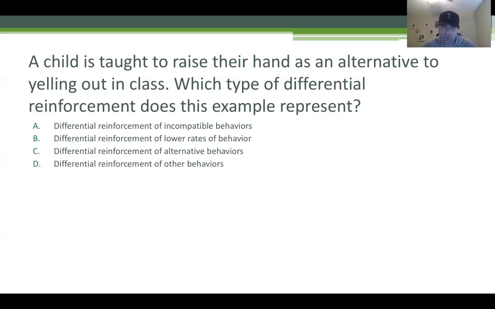We're teaching an alternative. And then differential reinforcement of lower rates of behavior: if we are trying to slowly decrease the amount of yelling and you're reinforcing for only yelling 5 times and then yelling 3 times, then maybe it's for lower rates. But we're not doing that. We're teaching an alternative, and we're reinforcing that alternative over the other one. In this case, we're reinforcing raising hand over yelling out. Therefore, it has to be C.